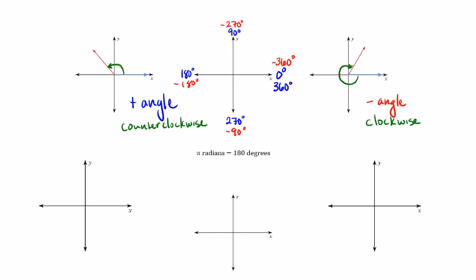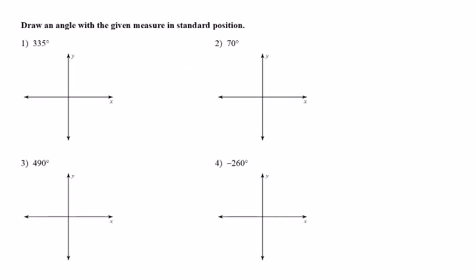But let's actually try to draw some angles here. So the directions here say draw an angle with the given measure in standard position. So number one, I want to draw 335 degrees. So what I'm going to do is start on the positive x-axis, right? That's my initial side, okay? And I'm going to go 335. So I know my landmarks, right? This is 90, 180. You don't have to write these on your paper, but if it helps you, definitely feel free to do it, right?